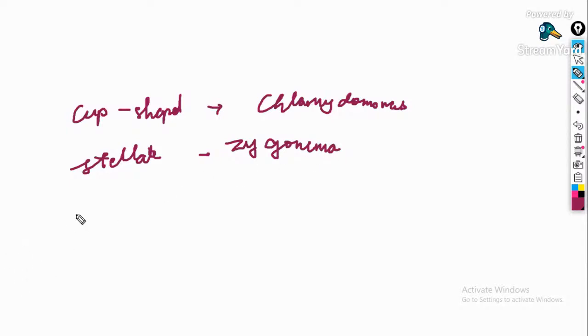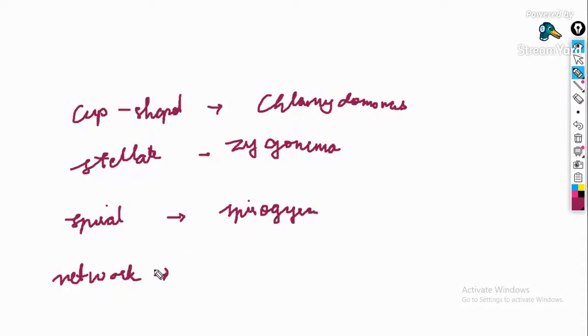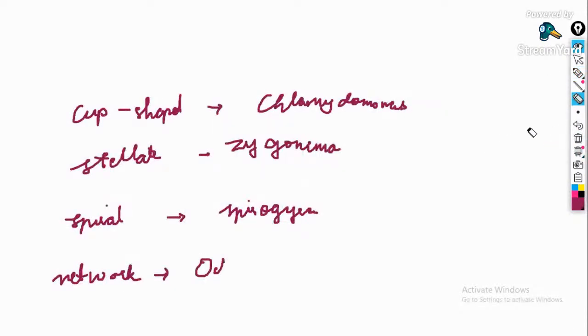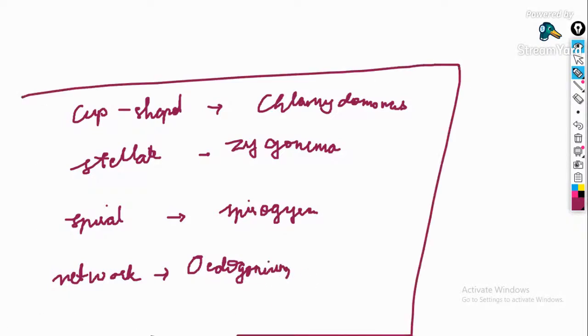After that, spiral-shaped is Spirogyra. So Chlamydomonas and Spirogyra, cup-shaped and spiral-shaped, are previous year NEET questions. Network-shaped is Oedogonium. So all these are the different shapes.